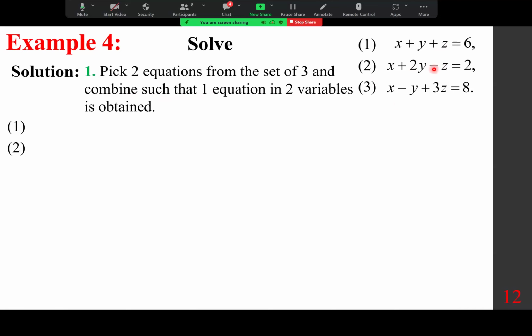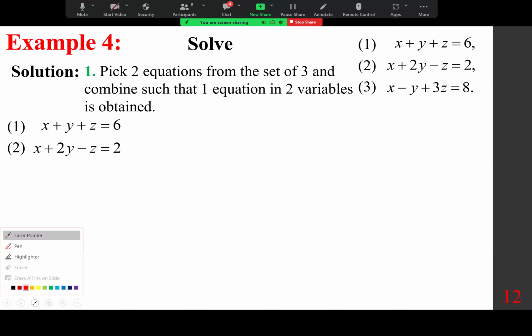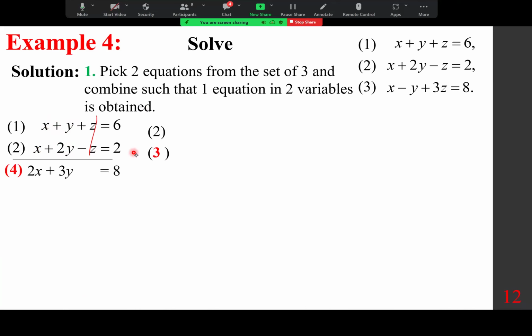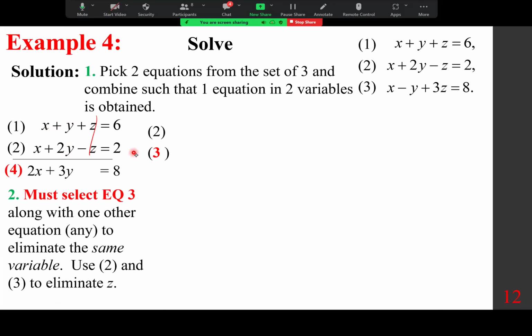Again, we see a negative z here and a positive z here. So clearly we can quickly put 1 and 2 together to get rid of the z variable. So equations 1 and 2 are used. These two cancel each other. X and x is 2x, y and 2y is 3y, 6 and 2 is 8. So now we call it equation number 4.